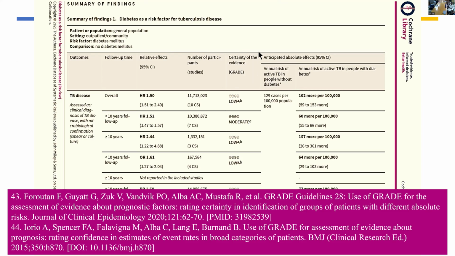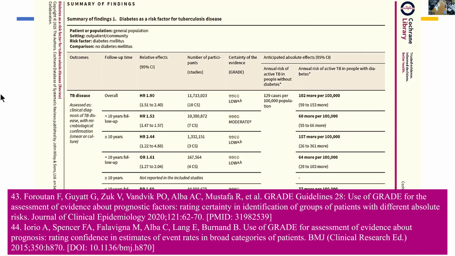Our study didn't include the grading of evidence. But you see here, this is very good, but the problem is low quality evidence. So the policymaker will say, should we give all diabetic patients INH prophylaxis? 102 is not bad. Somebody will say 102 TB patients in the lakh population is high. But the quality of the evidence is low.